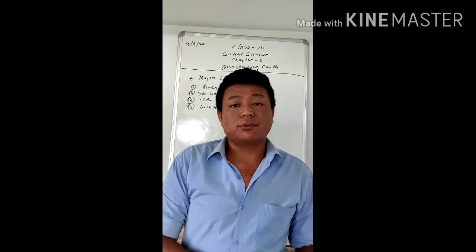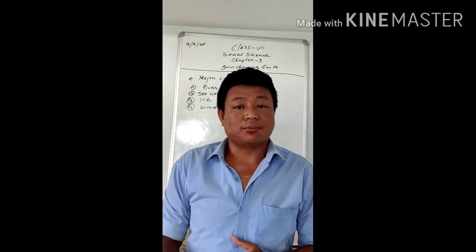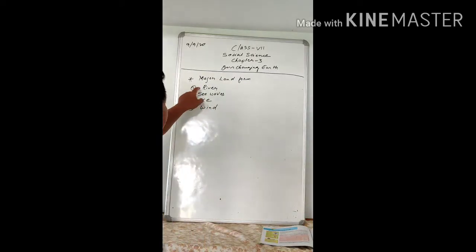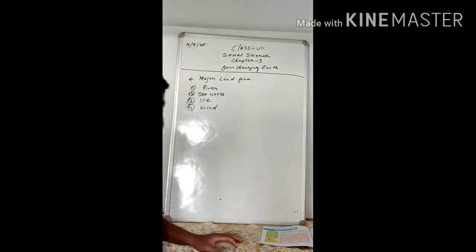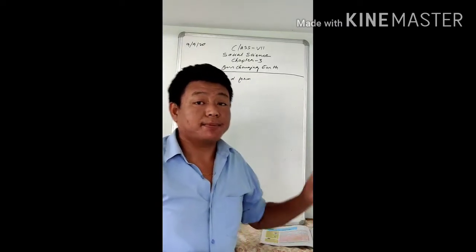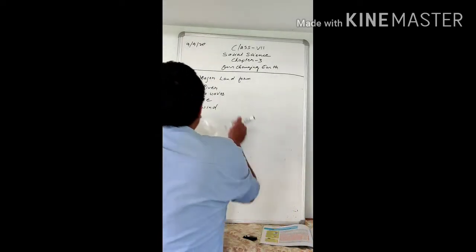But today we mostly study the exogenic movements of the surface of the earth, their movement and their forces, and that will be the major landforms: river, sea wave, ice and wind. So we will go one by one as per the topic. So the first topic is the river.